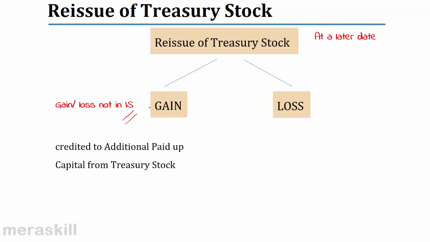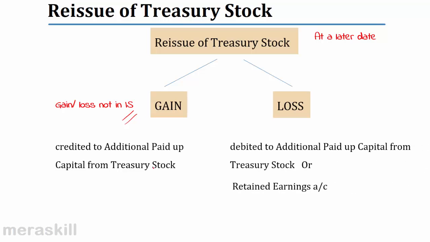It is credited to an account called additional paid up capital from treasury stock. Clear? Any profit will have a credit balance, right? So when you're reissuing stock, if you make a profit, take it to additional paid up capital from treasury stock. But what happens if you make a loss? Then if you have additional paid up capital from treasury stock in your books because you made some profit earlier on, then you can adjust the loss against that.